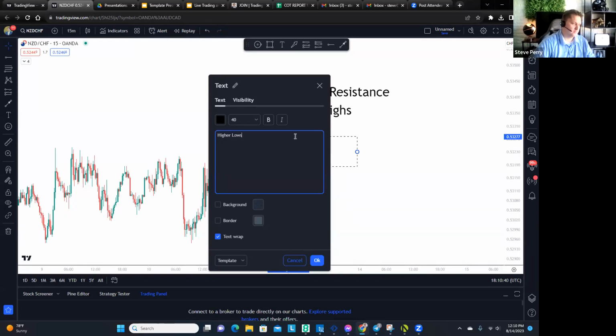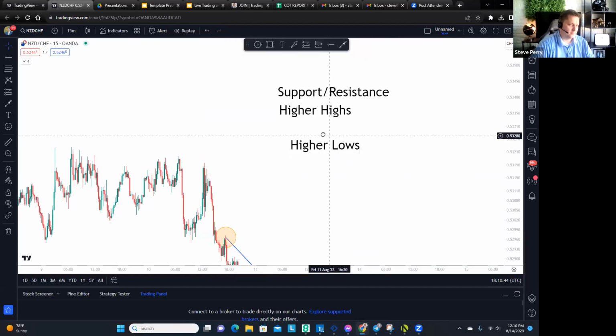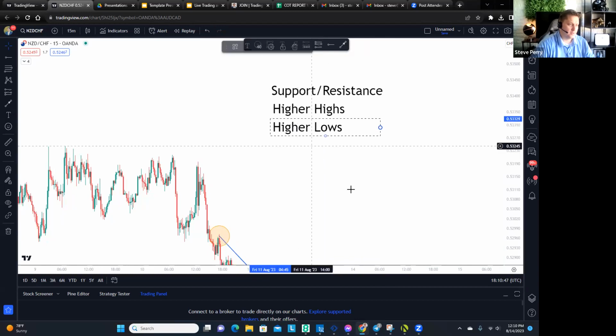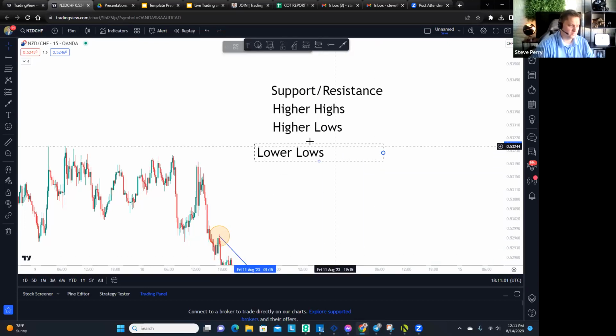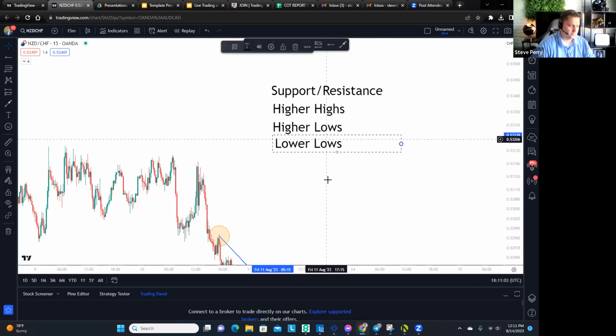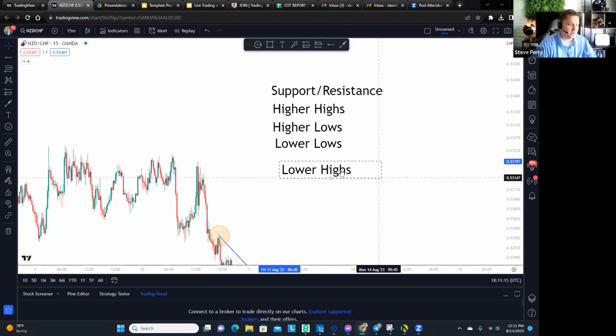Higher lows, right? And then you have lower lows and lower highs, right? Lower lows. Lower highs. Why is this a price action concept? Why are these price action concepts?